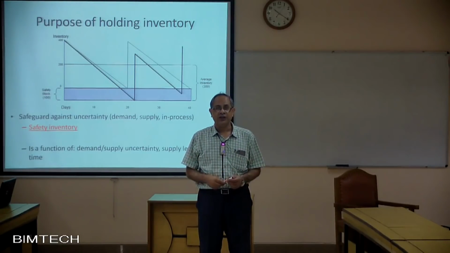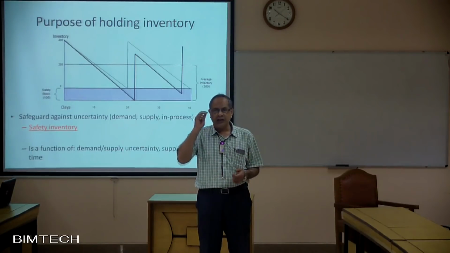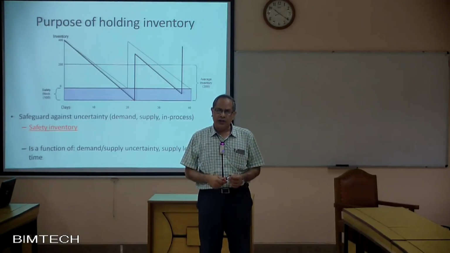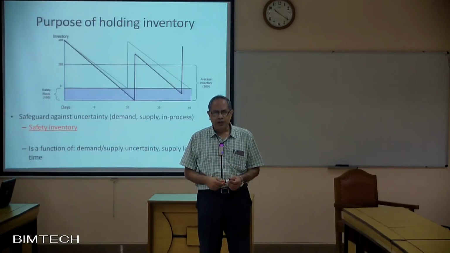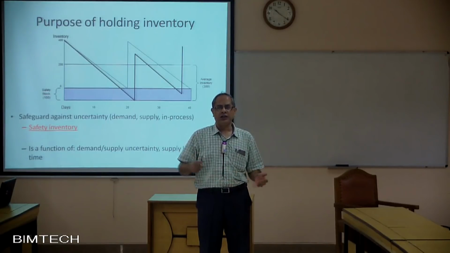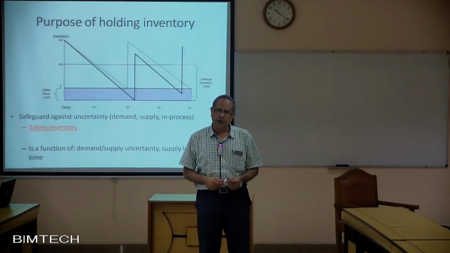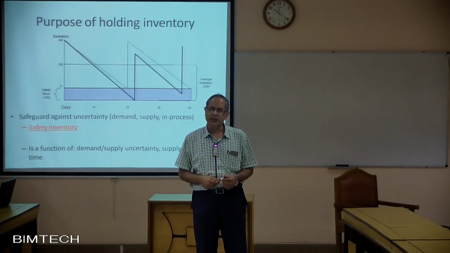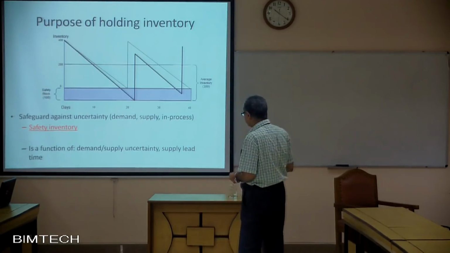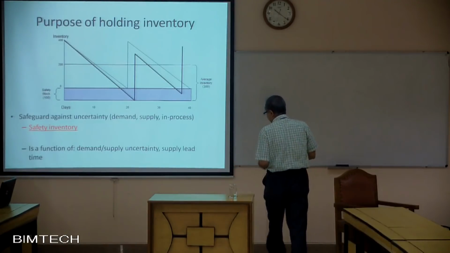There are supply-related uncertainties. What if there is a strike in the plant? Production has to be stopped. What if there is a natural calamity which obstructs either production or shipment or transportation? There are delays on the routes of transportation and so on and so forth. So there are supply-related uncertainties as well. And so there we are.